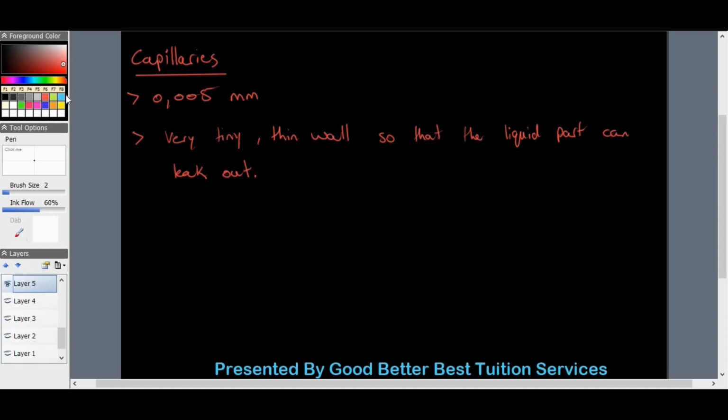Just to jump back to the vein, it has a very thin muscle layer, unlike the arteries, which are very thick, and of course blood flows through the vein. And then the capillaries are for any liquid to leak out. It's very tiny, almost like a small little outlet for just the liquid part to leak out.